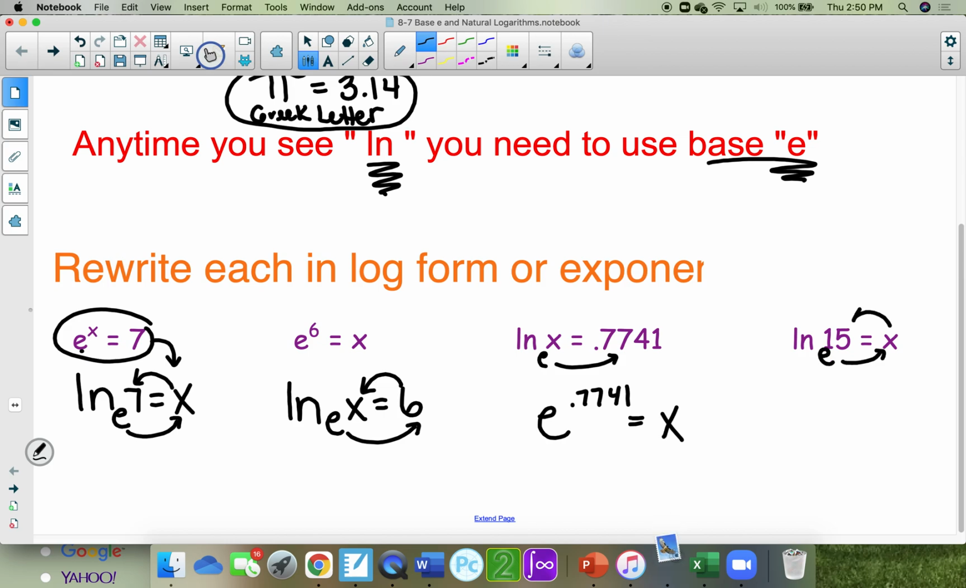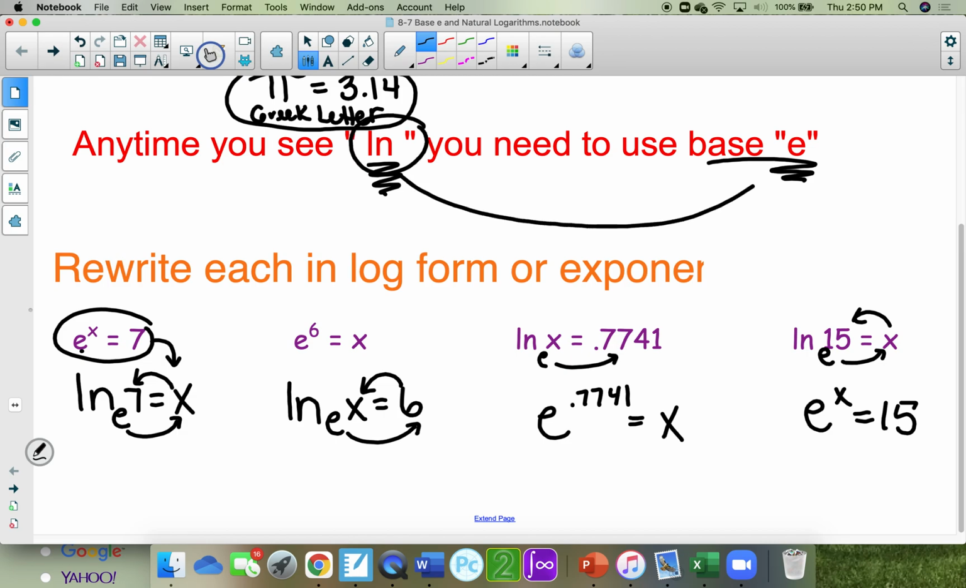e to the x equals 15. So you're doing exactly what you did with the log button, except now it's ln, and the reason why it's ln is because all the base numbers have to be the number e. See it? e, e, e, and e.